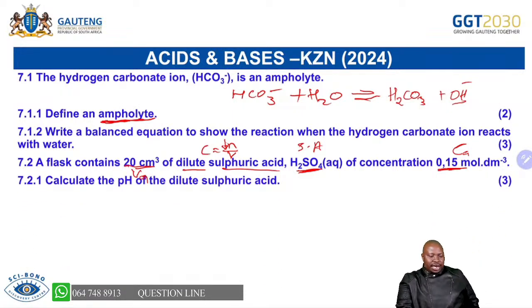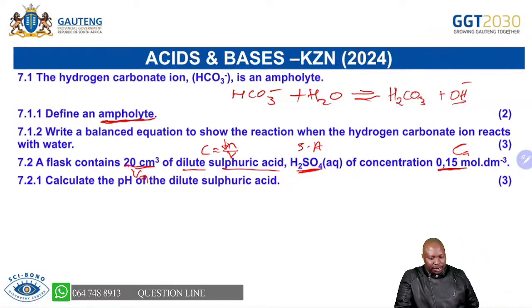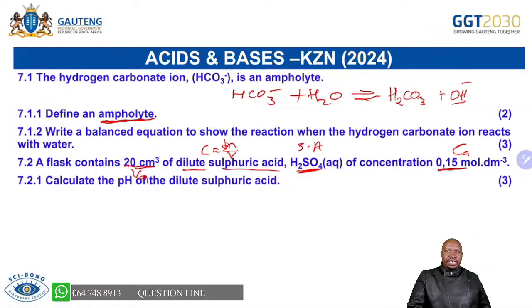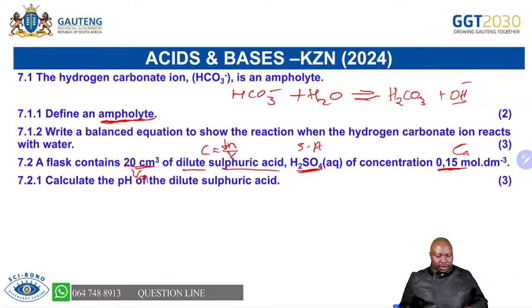Now, let's look at this one. It says calculate the pH of the dilute sulfuric acid. What a nice question for you. I'll just keep quiet for a minute. I'm not going anywhere. I just want you to take your calculator and do the calculation. Let's see what you get there.